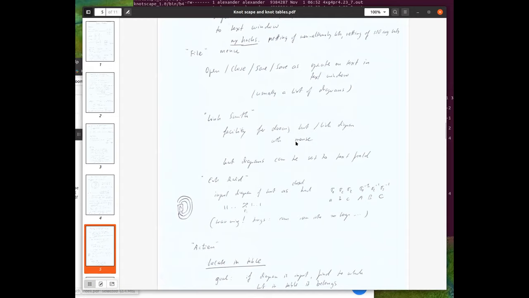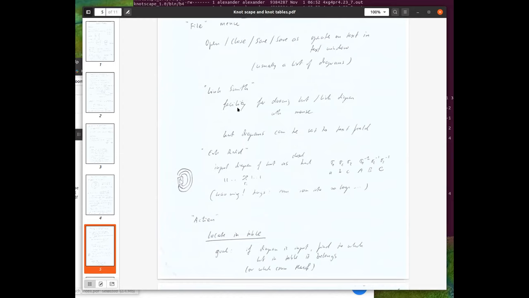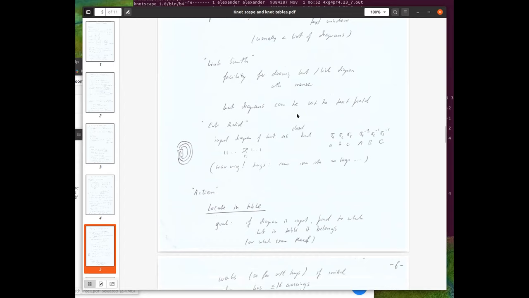So I can draw my knot by some diagram in this editor. And then I can say input to knot window, and then it will input me the knot with the correct Dowker-Thistlethwaite notation into the text, and then I can use this to calculate some invariants or something. So this is a very useful feature.